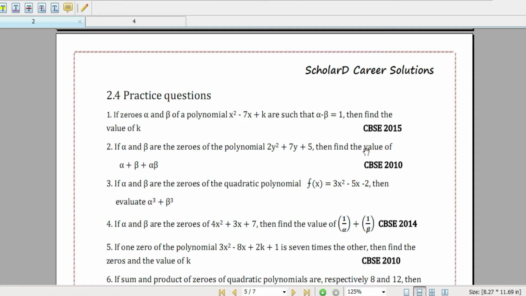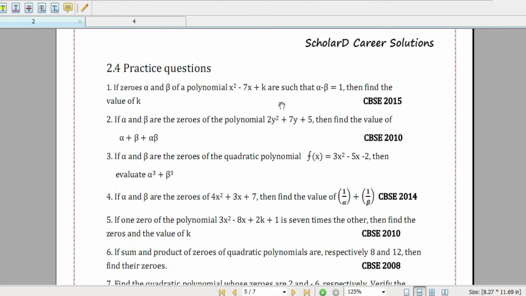So these are the questions from the polynomials chapter. You already know what a zero is. A zero is that value of the variable which when substituted in the polynomial makes the polynomial's value 0. So if zeros alpha and beta of a polynomial are such that alpha minus beta is equal to 1, then find the value of k. This is the question here. Now we will solve this question.